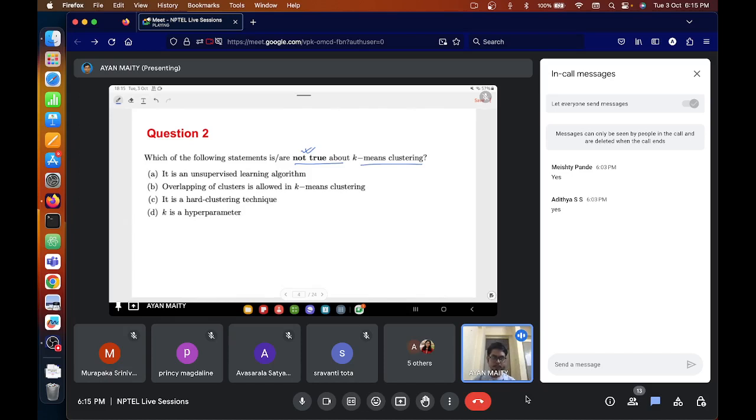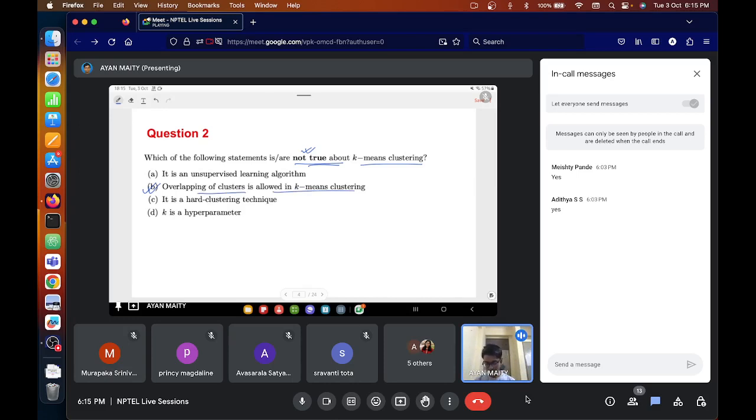So the correct answer here is, there is only one correct option which is not true about K-means clustering. This one, option B. Overlapping of clusters is allowed in K-means clustering. It is not allowed. So that's why it is the correct answer for this question, because you have to find out which is not true.